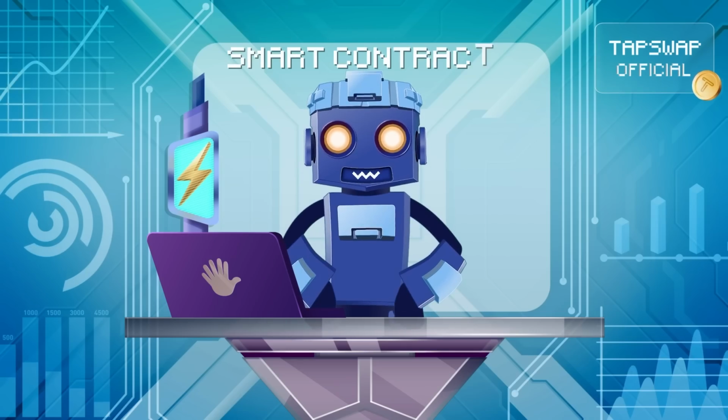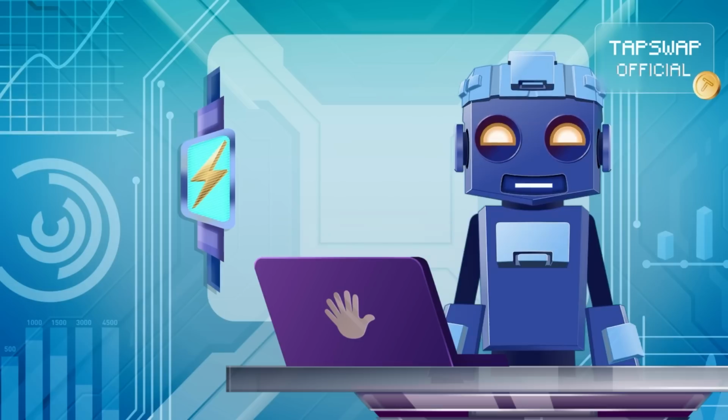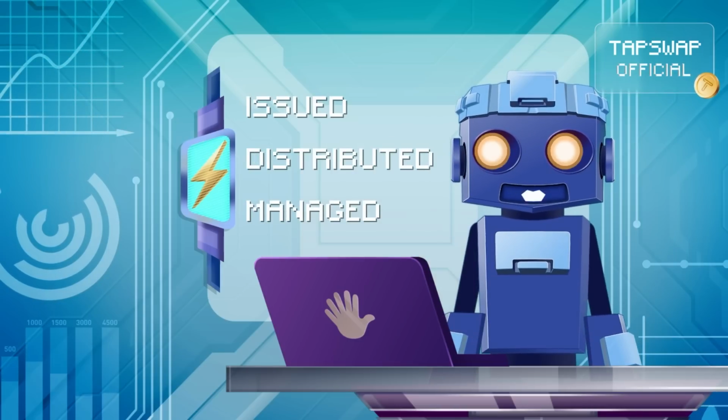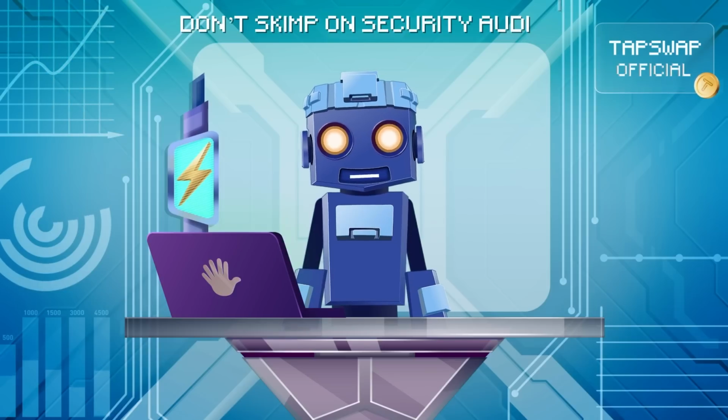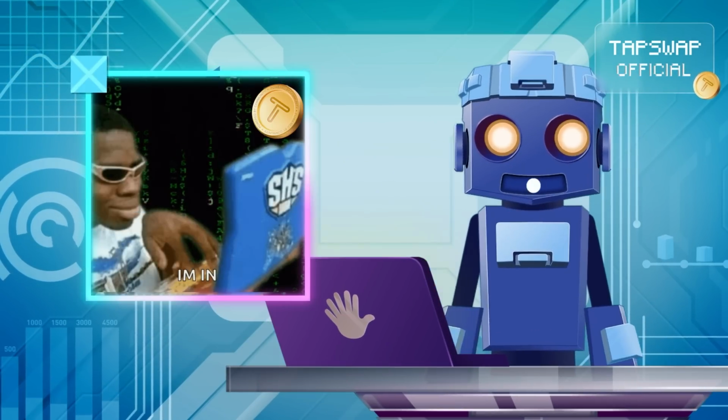Now, smart contracts. These programs are the CPU of your token, governing how it's issued, distributed, and managed. And here's a tip. Don't skimp on security audits. The last thing you want is your token hacked faster than it can launch.